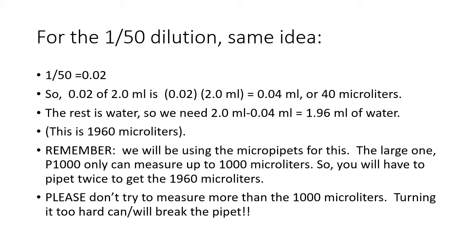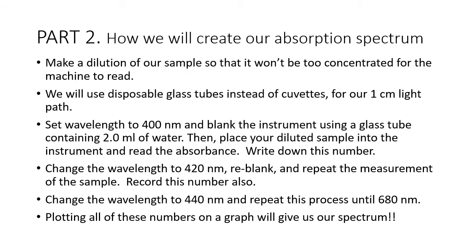Okay, so some people have more experience than others with micropipettes. The big one, the P1000, can only measure up to 1,000 microliters. So you're going to have to pipette twice. Don't try to get the whole 1,960 microliters at once. That might break the pipette. Please don't do that.